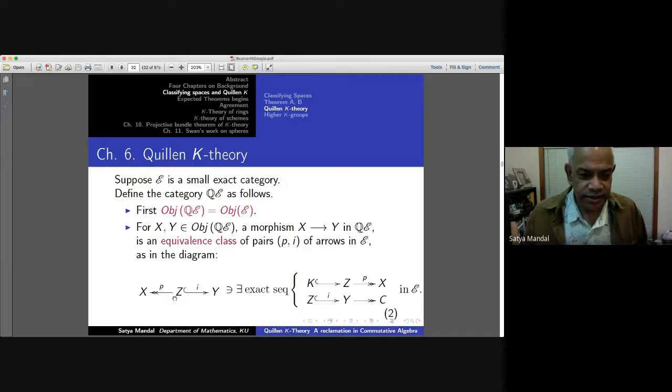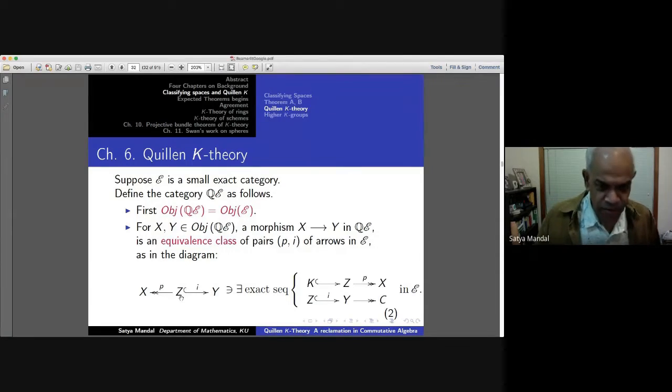There is a surjective map from Z. So I'm defining, so objects are the same. I'm defining a map from X to Y. So this is a pair of morphisms. One of them is surjective, or we call it deflation also. And deflation, epimorphism, admissible epimorphism.